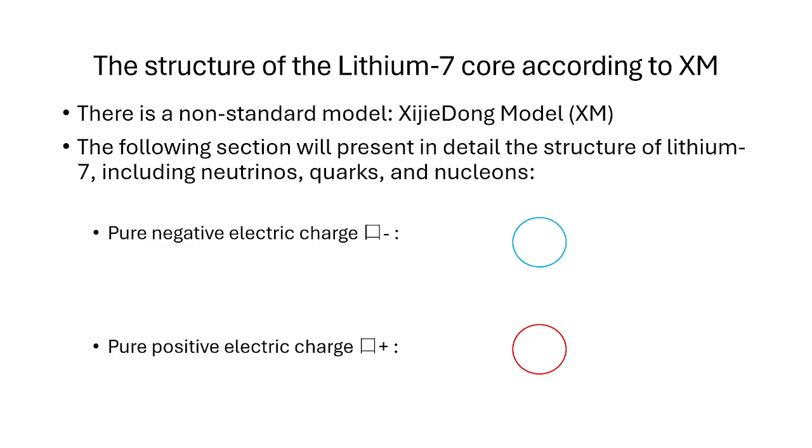The structure of the lithium-7 core according to XM. There is a non-standard model, Xeridon model, XM. The following section will present in detail the structure of lithium-7, including neutrinos, quarks, and nucleons.